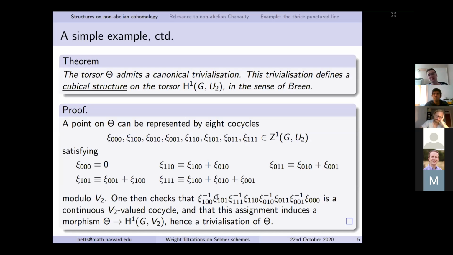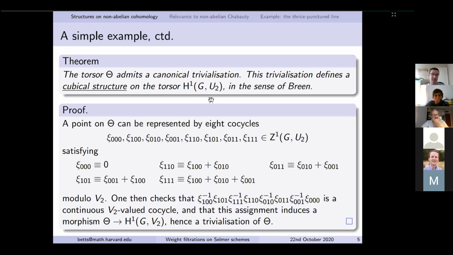The fact that these things are cubical structures, I'm going to soon rephrase in terms of something that's probably a little bit more familiar. In fact, I think in the next slide. So we have some sort of structure which is a little bit like that of an abelian group, which is living on this H1 of U2.